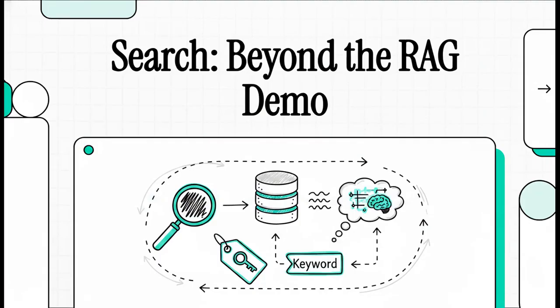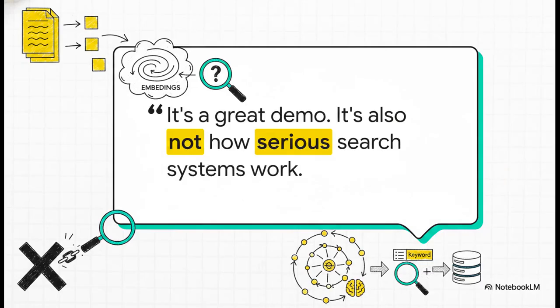Welcome to the Explainer. Today, we're going to talk about building a search system that actually works in the real world. We're going way beyond those simple retrieval augmented generation, RAG, demos, and we're going to get into what it really takes to build something that's ready for production. So let's just get this out of the way.